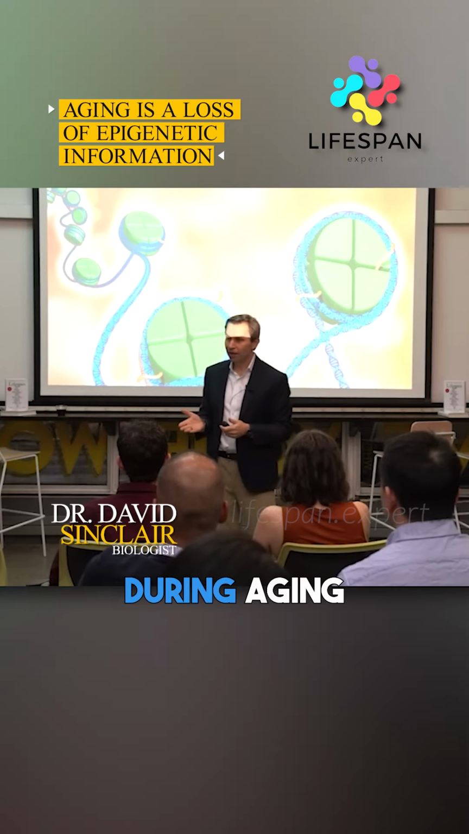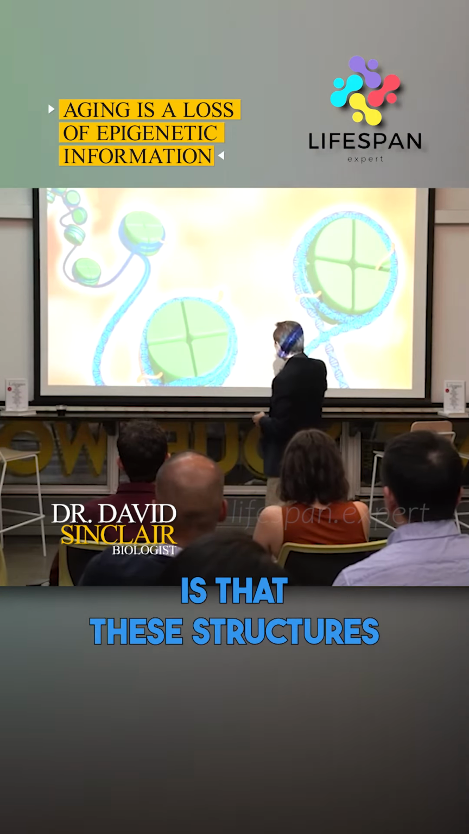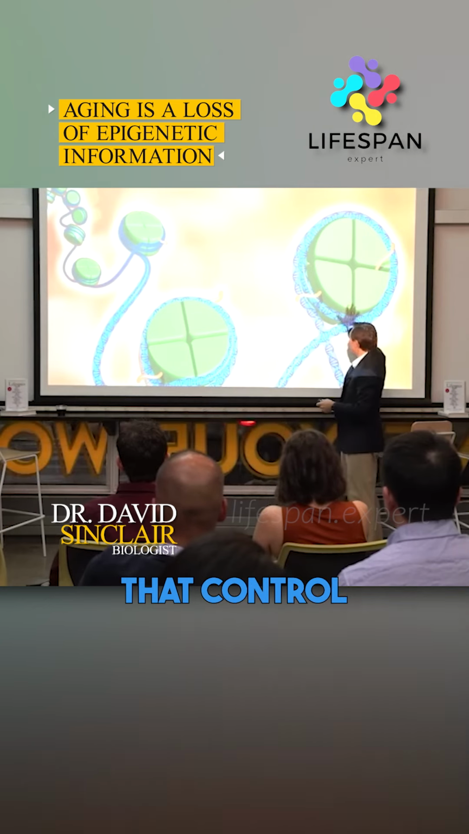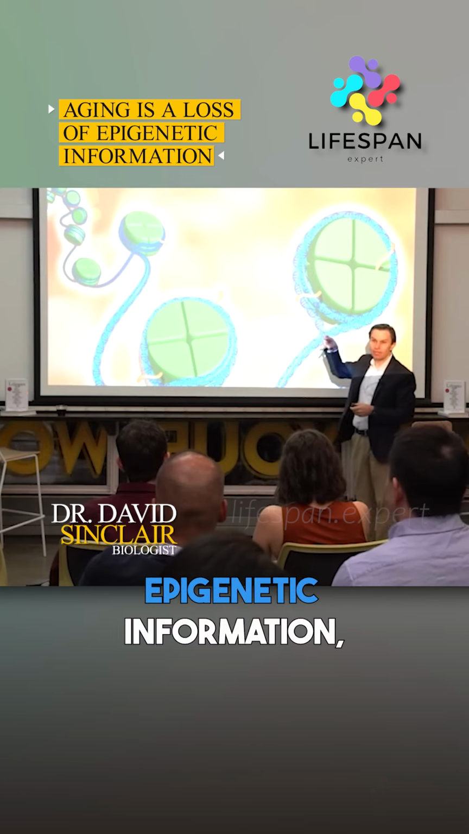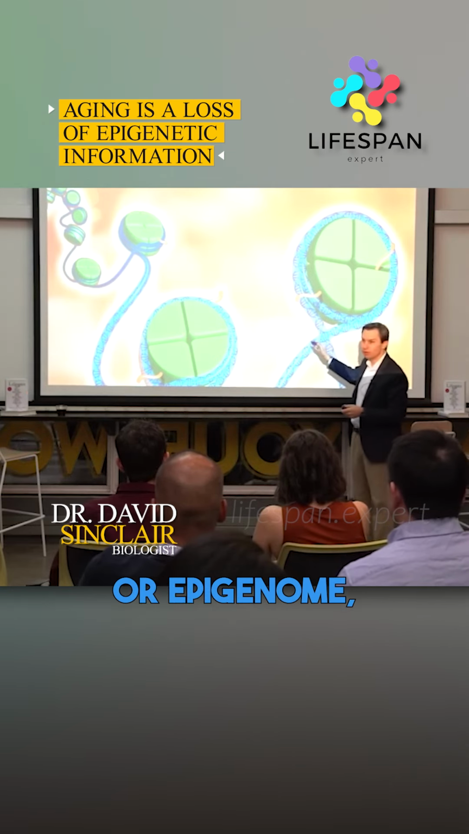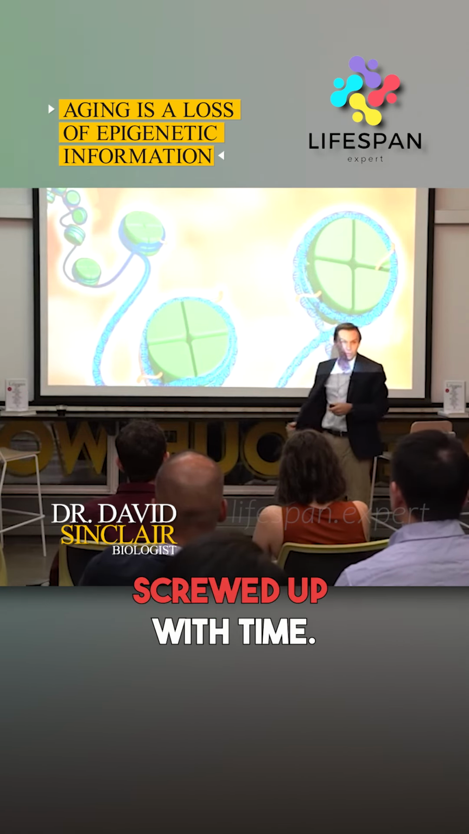And what we found during aging is that these structures that control how the DNA is packaged, the analog information, which we call the epigenetic information or epigenome, is what gets screwed up with time.